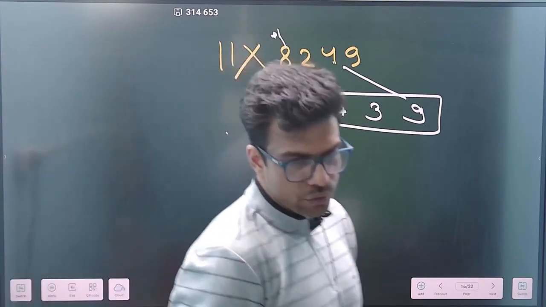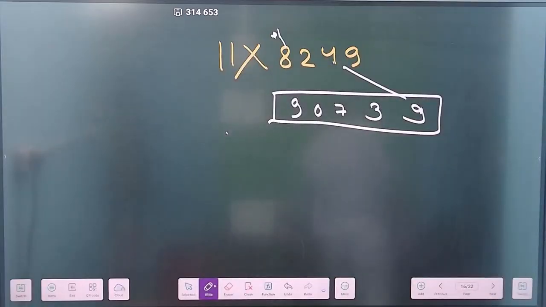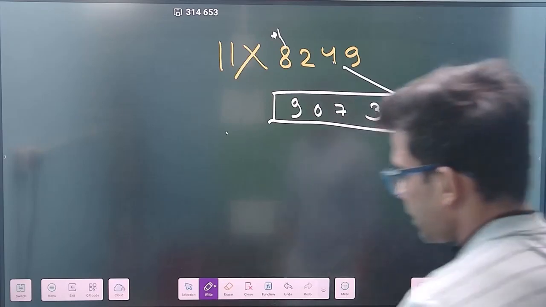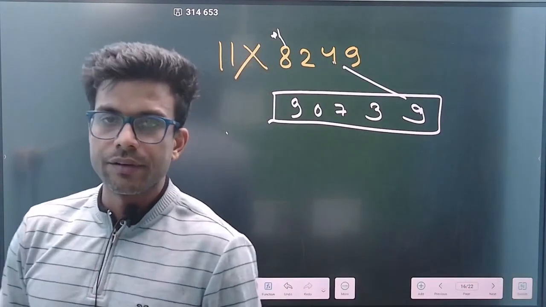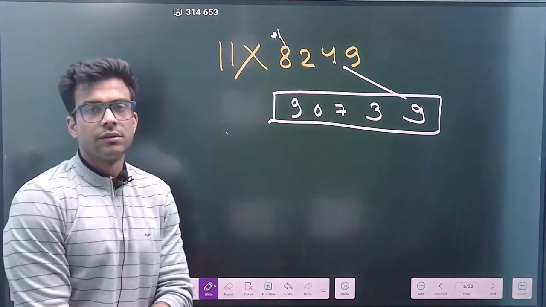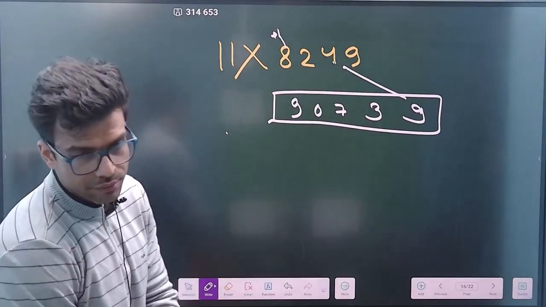Sangeeta, are you finding it useful or not? As I always say, small things add to your calculation skills, right? Small things add to your calculation skills. So every step is important, everyone. Every step is important, correct?